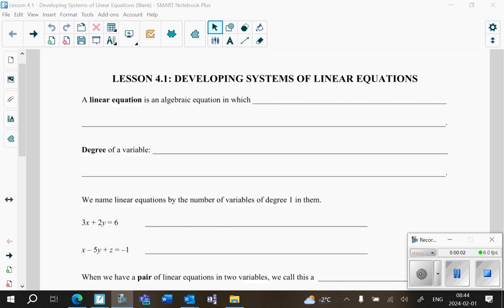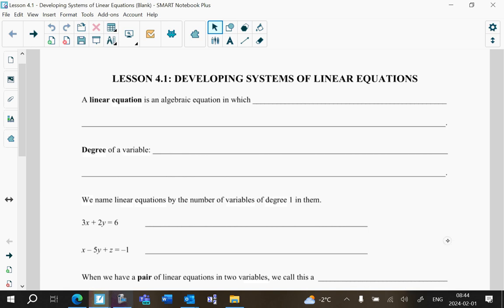Okay, this unit is going to focus on some algebra, specifically something called systems of equations, which basically means we're going to be answering questions that involve more than one equation.